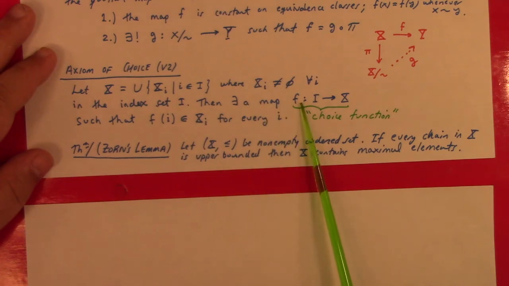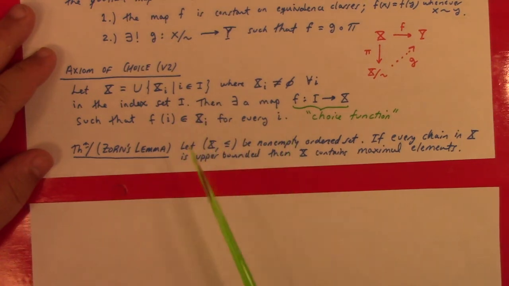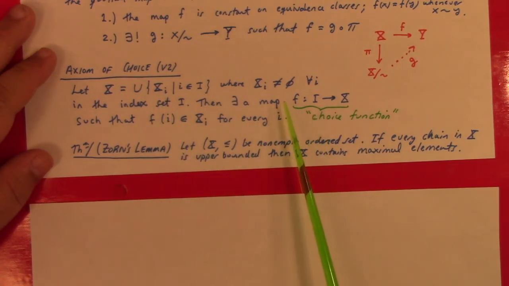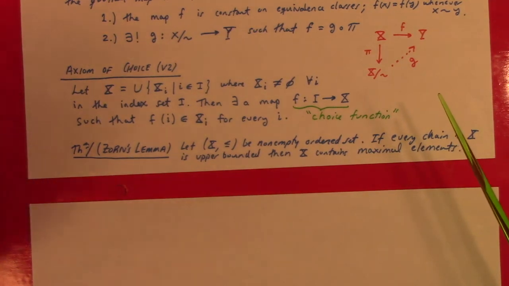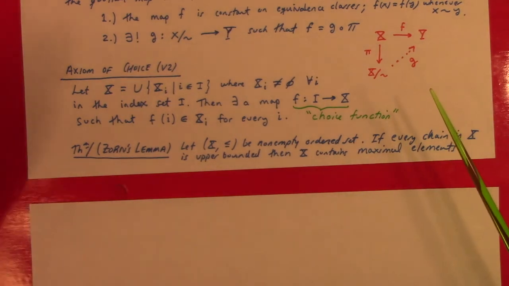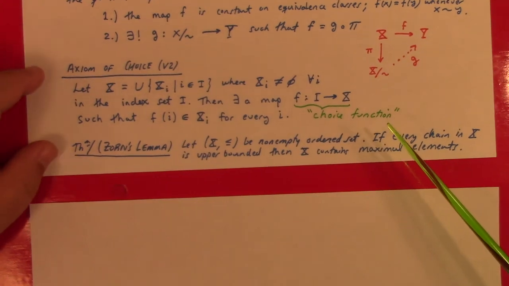Then there exists a map f from I to x, which is called the choice function, such that f of i is an element of xi for every i, right? So if you apply this to the case that the xi's are fibers, this axiom of choice means that you can always select a subset of the domain on which, if you restrict the function to that subset, you have an injection, because it's just picking one point out of each fiber. This is the axiom of choice. When I think about axiom of choice, I think about this usually.